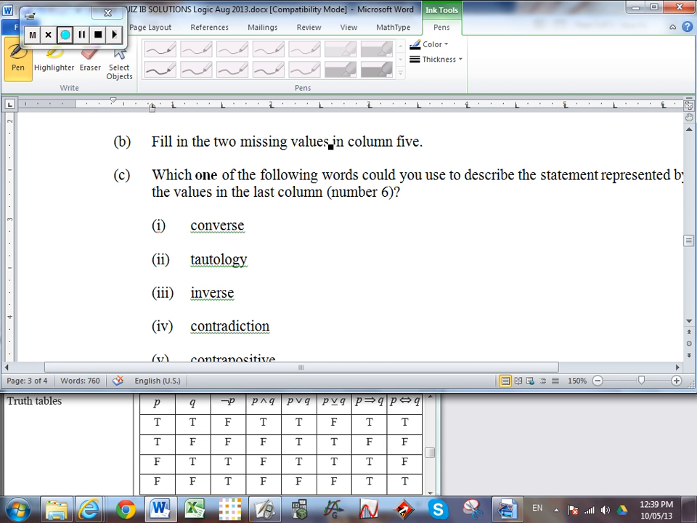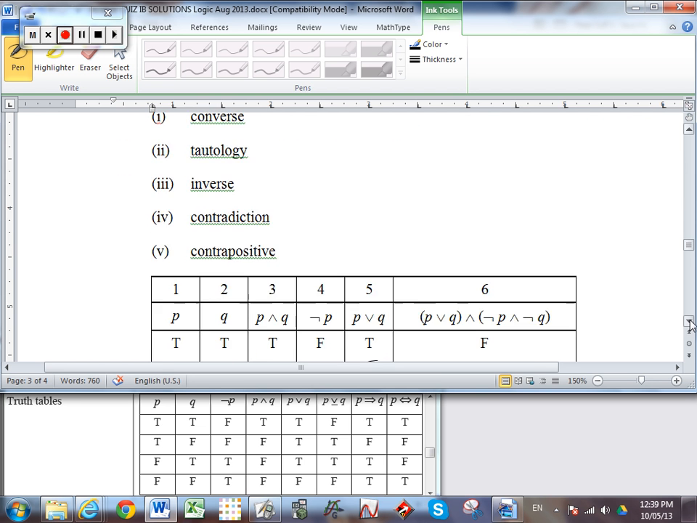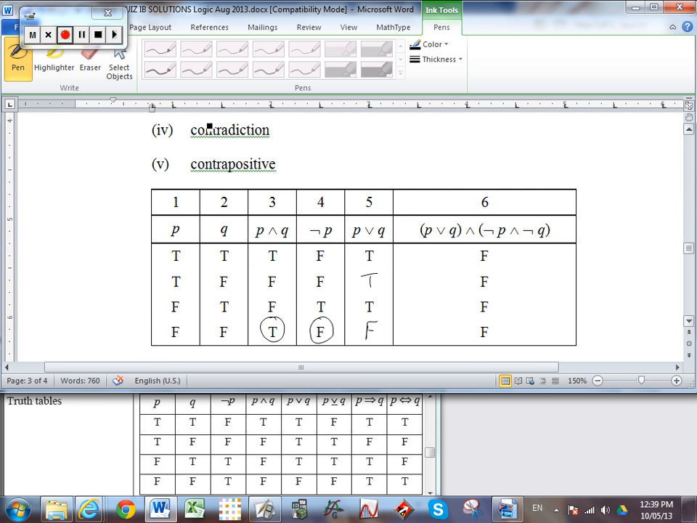It says, which of the following words would you use to describe the statement in column 6? Because it was false, false, false, false everywhere, it is called a logical contradiction. If it had been true, true, true, true, that would have been a tautology.